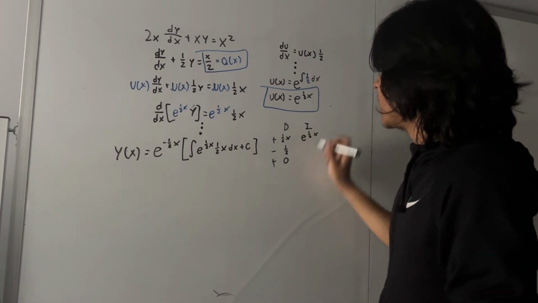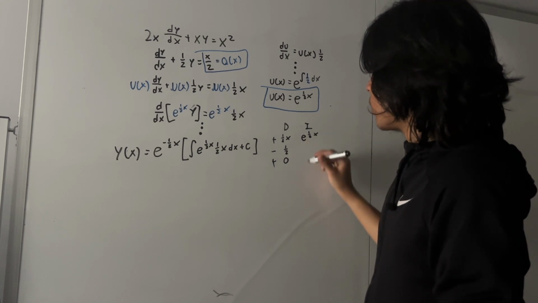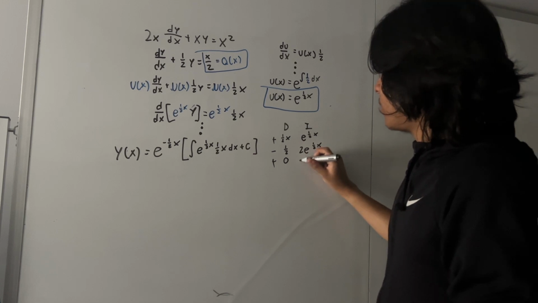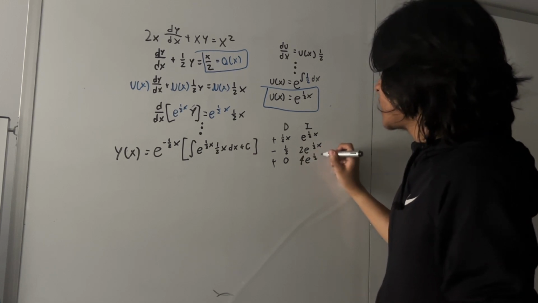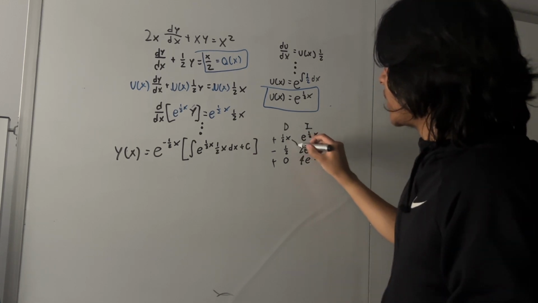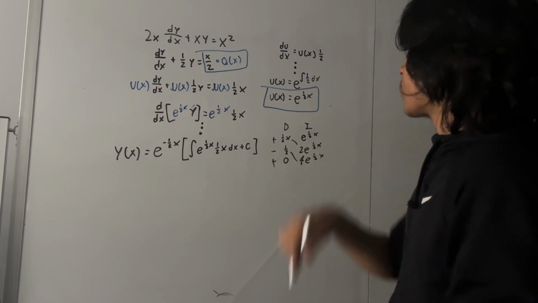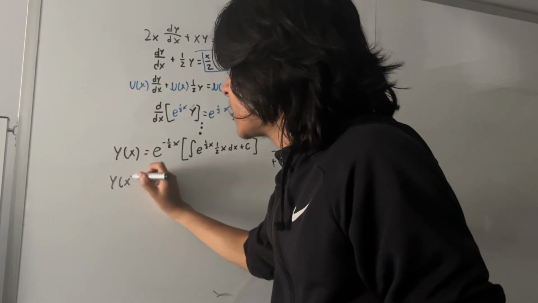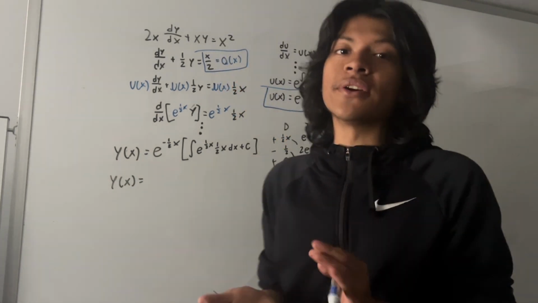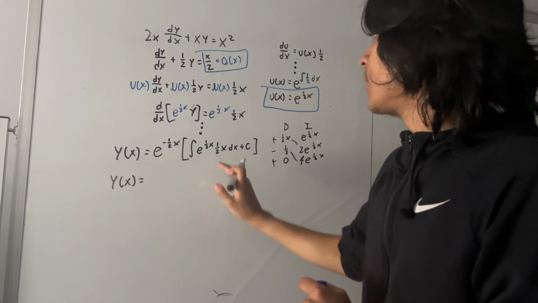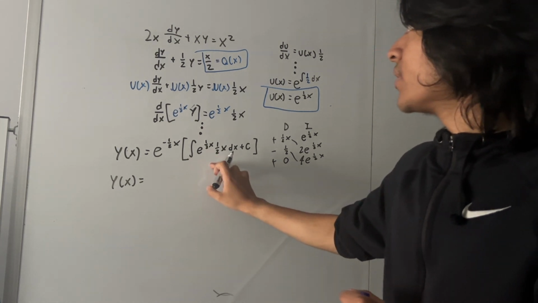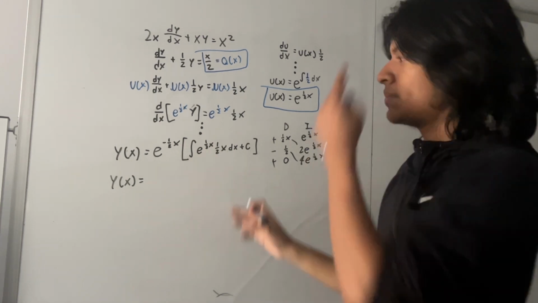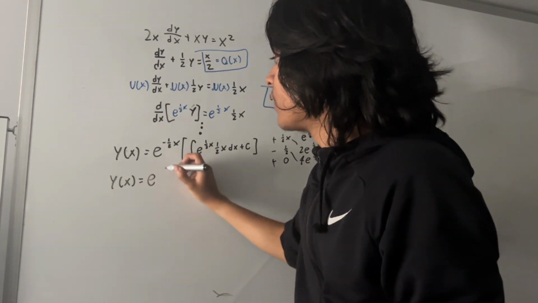e to the 1/2 x. When we take the integral of that, we get 2e to the 1/2 x and 4e to the 1/2 x. And here we have our answer if we just go diagonally. So we get y of x. Here is where we get our final answer now. Really, the only tricky part, once you know all this, is just solving for this integral.